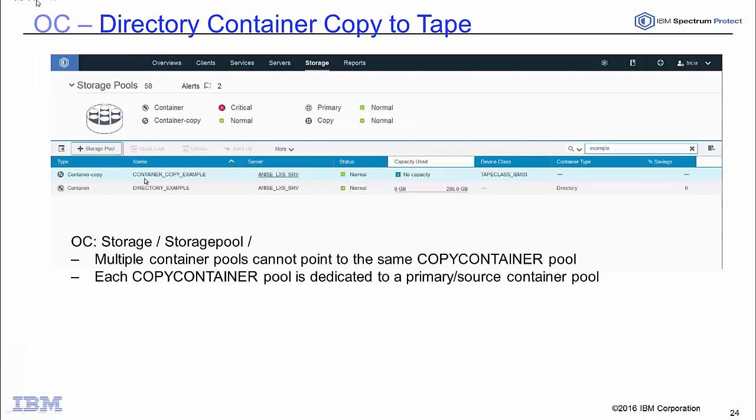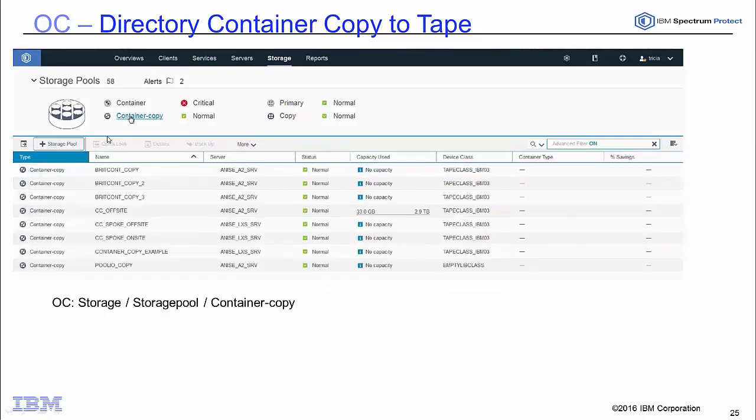This is what a directory container pool with a copy associated with it looks like. And you'll see that the type shows as container and container copy. We have a new option on the header here. If you click just on container copies, that will list just your container copy pools that are defined out in your Spectrum Protect servers.